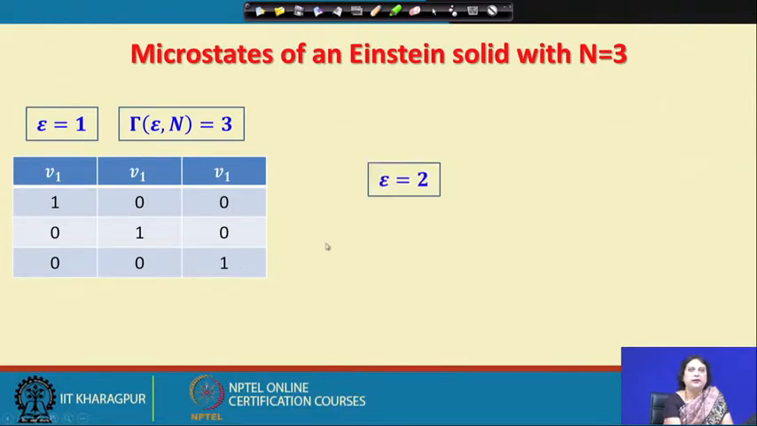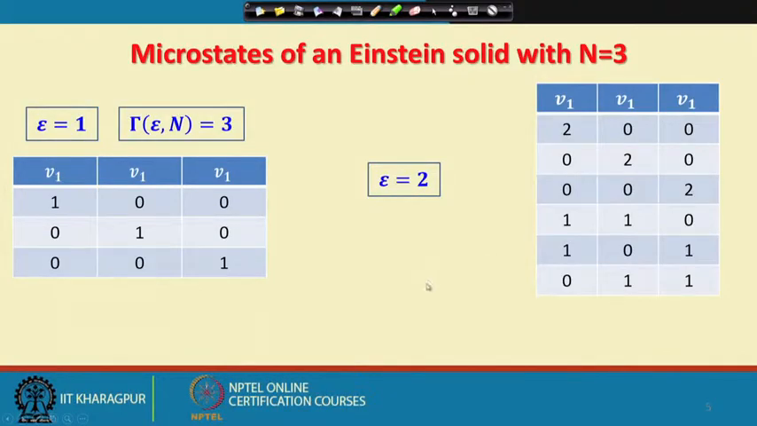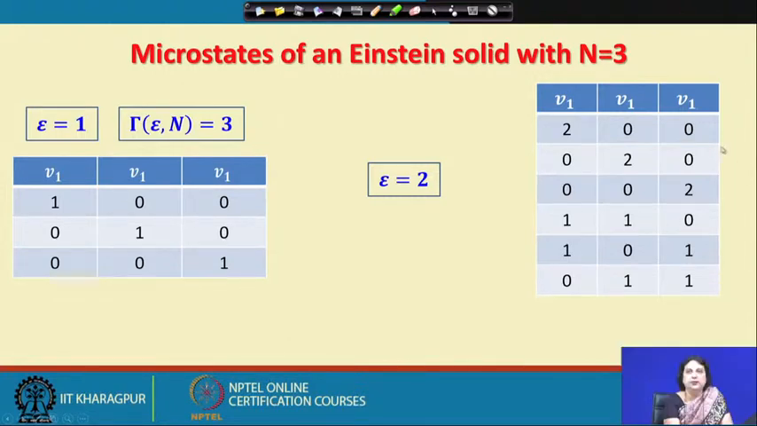Now, if I go farther and I have 2 quanta of energy to be distributed to the system of 3 simple harmonic oscillators, these are the microscopic states possible. So, as you see, how many states are possible corresponding to capital N equal to 3 and epsilon equal to 2? 1, 2, 3, 4, 5 and 6. Therefore, I would write that the number of microscopic states associated with an Einstein solid where capital N is equal to 3 and epsilon is equal to 2 is 6.